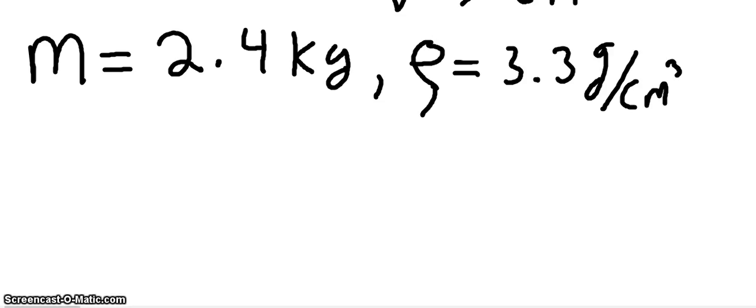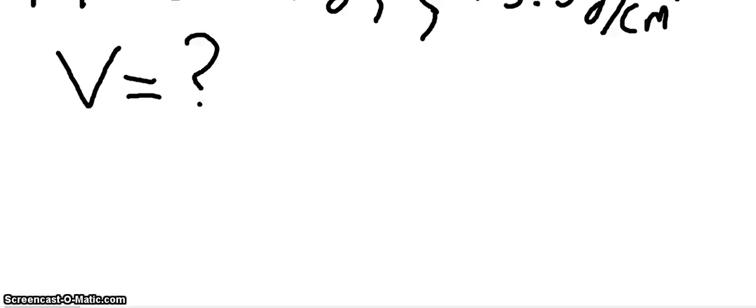So, alright, here's our example. We're going to use a mass of 2.4 kilograms and a density of 3.3 grams per cubic centimeter. And what we're looking for is the volume. What is the volume? Let's take a look here. The mass is 2.4 kilograms, and as we said a few moments ago, it has to be in grams. So we'll start with a simple conversion.